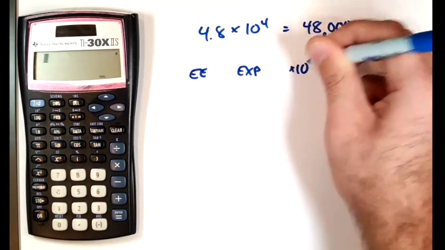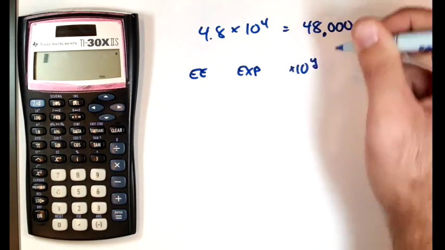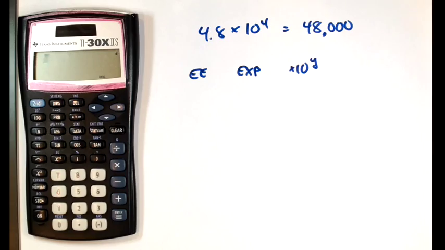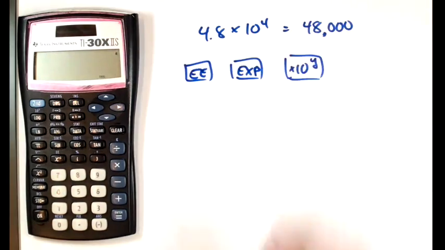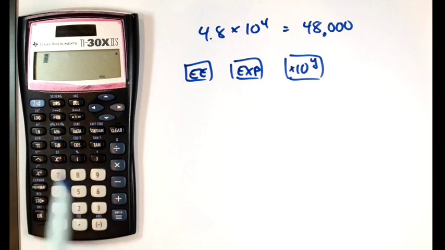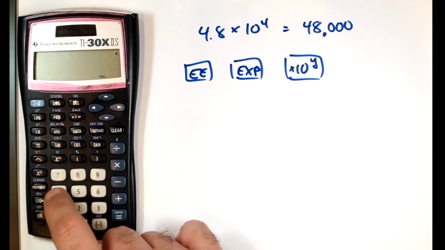In others it will actually be times 10 to the Y or something like that. But I encourage you to look for those buttons and use them in this situation. In our case it's EE. It's a second function, so what I'll actually have to do is hit second and that button in order to accomplish what I want. But here's how this will work instead.